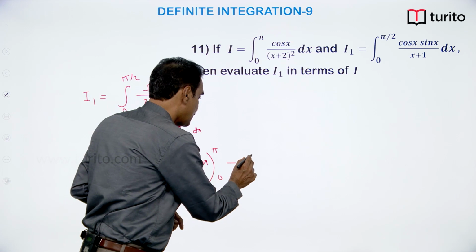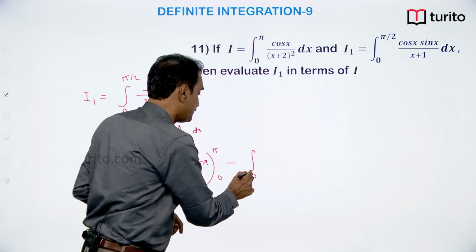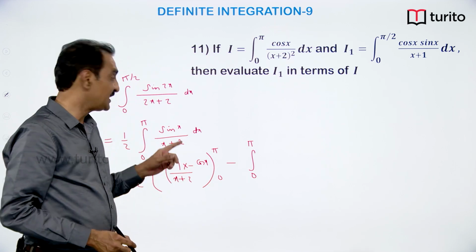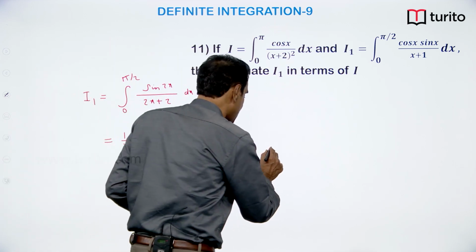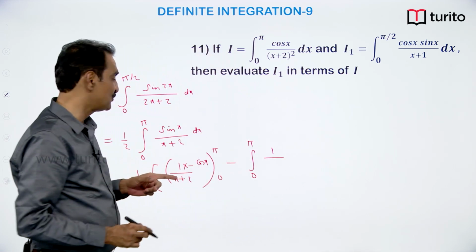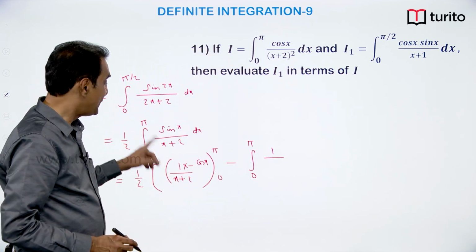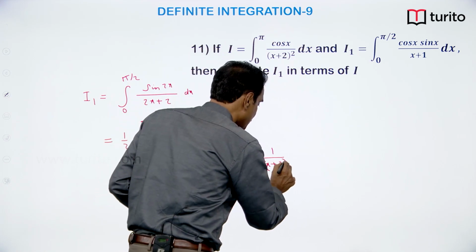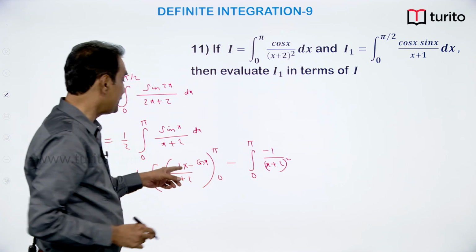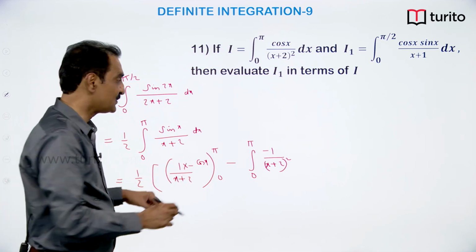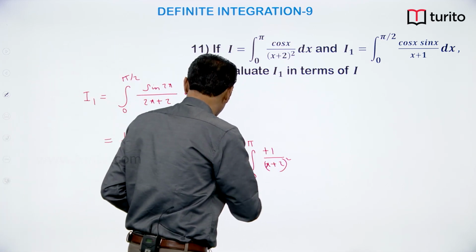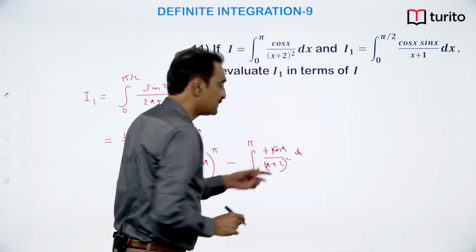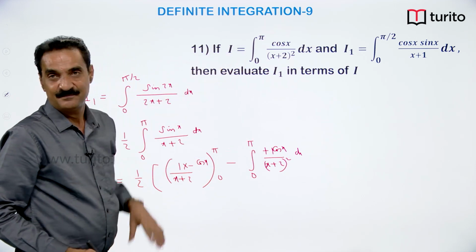Minus integral 0 to pi derivative of the first function into integral of the second. Derivative of the first function is what? Derivative of 1 by x plus 2 will be minus 1 by x plus 2 whole square, into integral of the second function, which is minus cos x. So, it becomes plus cos x by x plus 2 whole square, which is I.